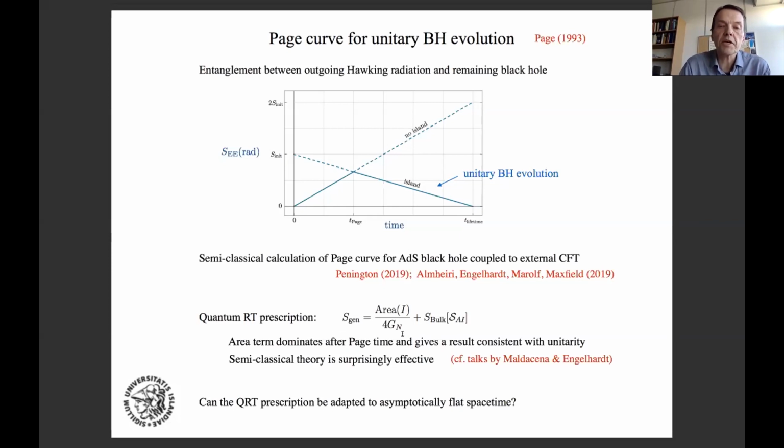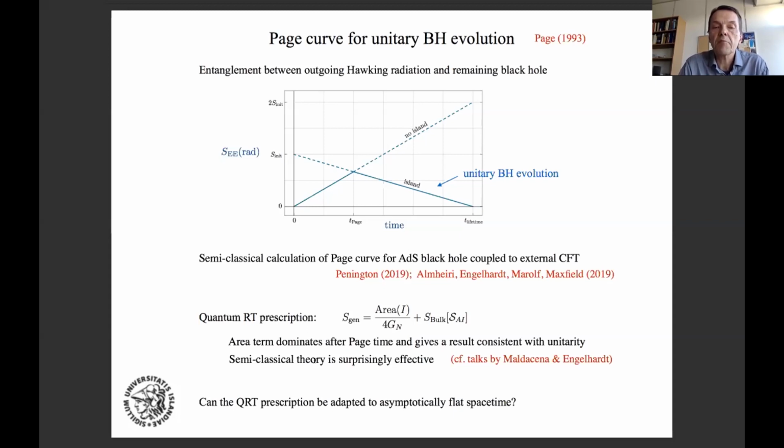After a certain time, this area term will take over and dominate the result, and in these black holes that we are working with, we will in fact explicitly see how this area term is then shrinking and gives us this expression here, or this curve. And so the basic question that we ask in this work is whether we can adapt this prescription to an asymptotically flat spacetime. And of course, a priori, that's not obvious that you should be able to do that, because this is a holographic prescription.